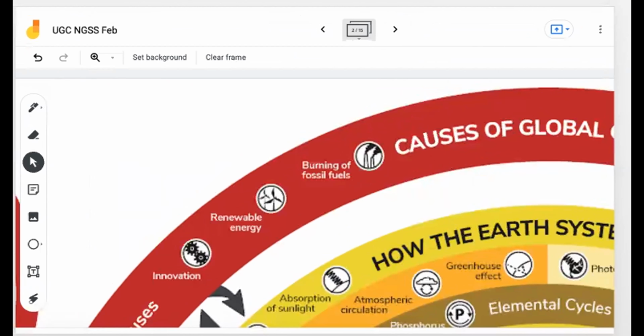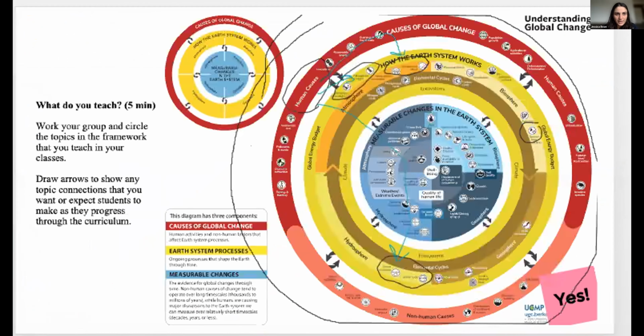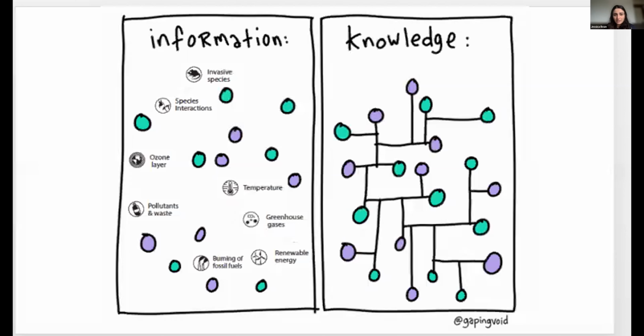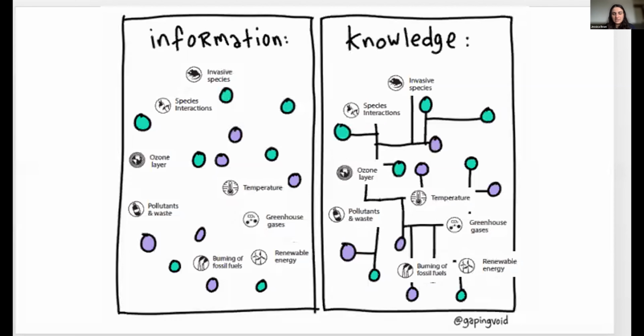All right, so moving forward, again, I like to do this activity because I like you to think about what do I teach and how do I really make these connections? And so sometimes I do get people, as someone, I think Paul said, like, it's all of it. So circle the whole thing and say, this is all relevant to what I do. So now the question becomes, how do you make those connections visible and specific, explicit for your students and make sure that they understand and can take information about things like invasive species and species interactions or the ozone layer and pollutants or greenhouse gases and renewable energies and really connect the dots, right? Show that all of these things are interrelated and important.